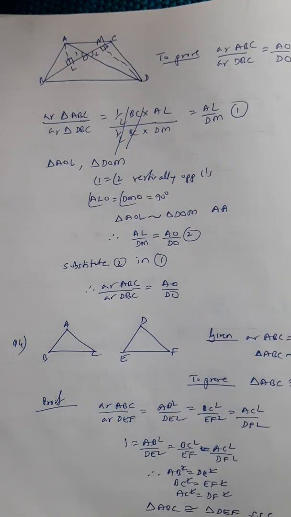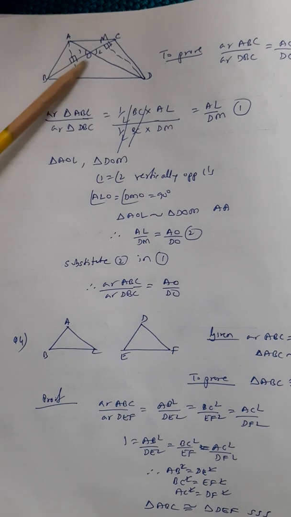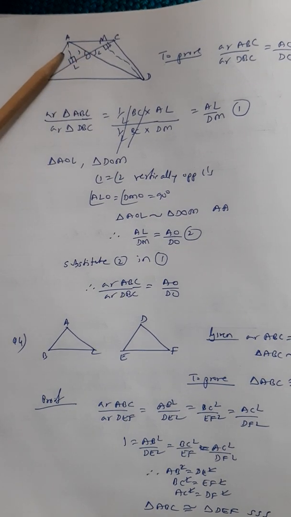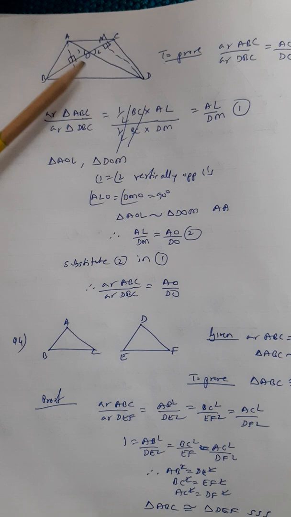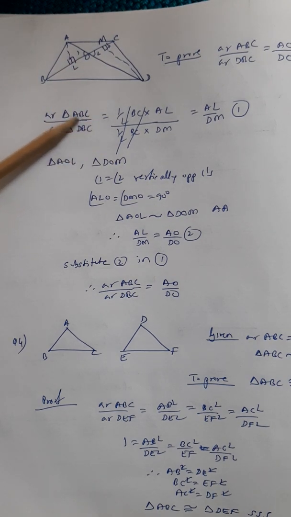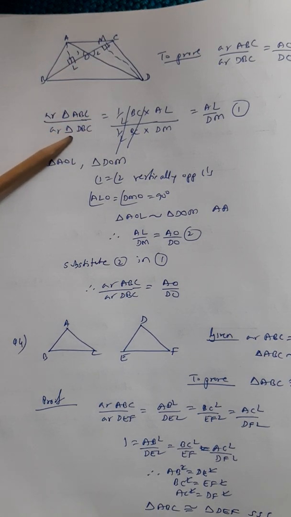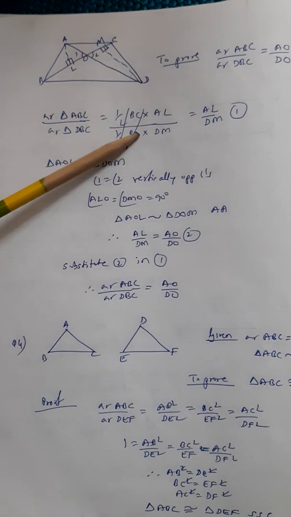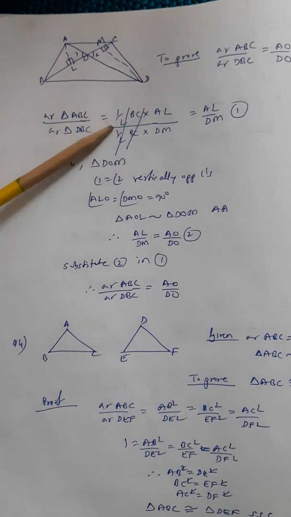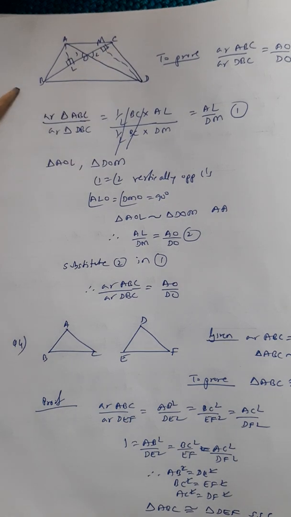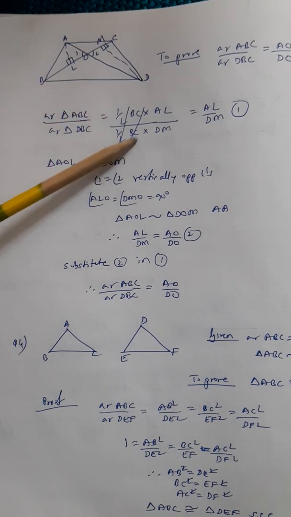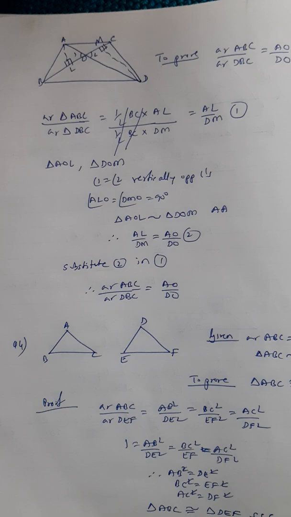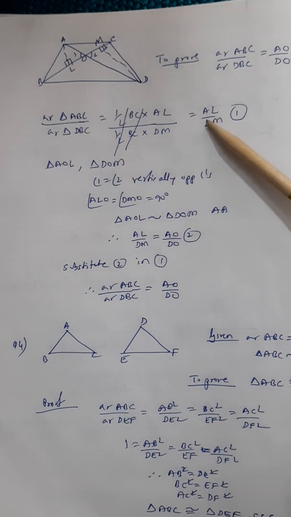Now we know the formula for area of triangle. Area of triangle is half base into height. So area of triangle ABC will be half BC multiplied by AL. And area of triangle DBC again will be half base into height, so half BC into DM. Here half BC is getting cancelled because this is a common base for both the triangles. What are we left with? AL by DM.